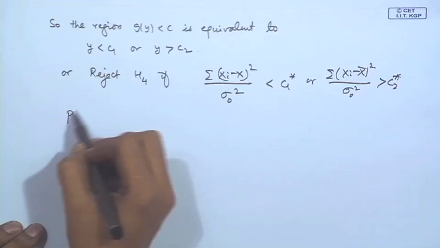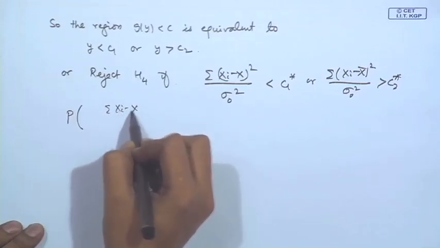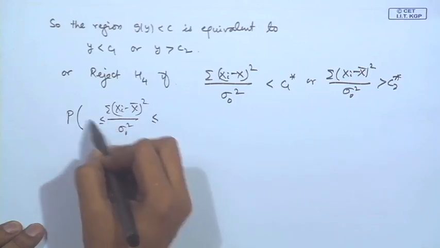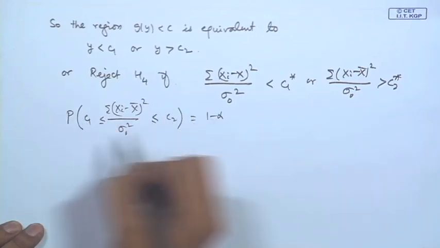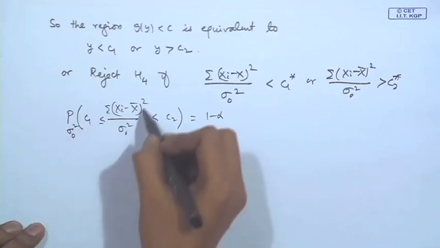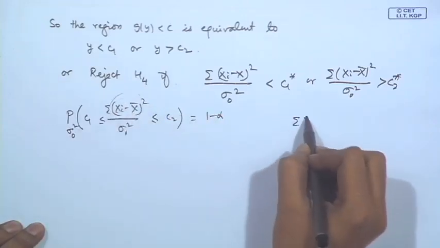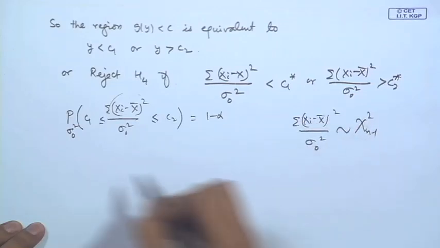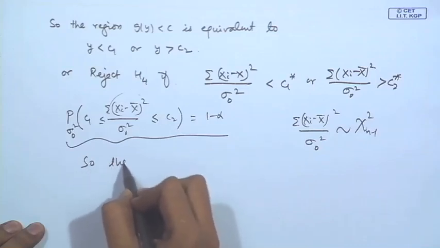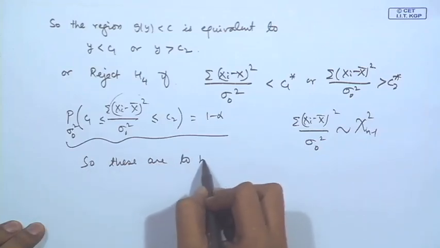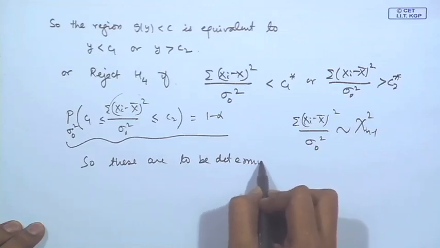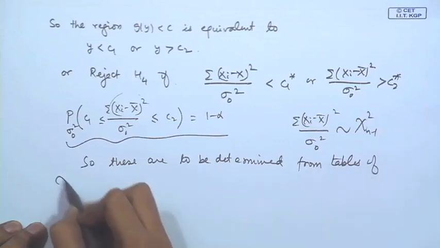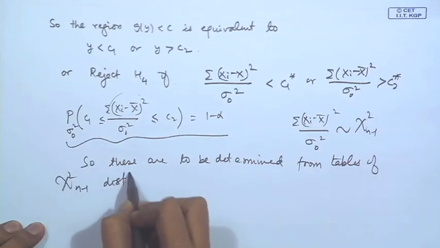And probability of sigma (x_i minus x_bar)^2 by sigma naught square between C1 and C2 should be equal to 1 minus alpha when sigma naught square is the true value. Now, sigma (x_i minus x_bar)^2 by sigma naught square follows chi-square distribution on n minus 1 degrees of freedom. So, these are to be determined from tables of chi-square n minus 1 distribution.